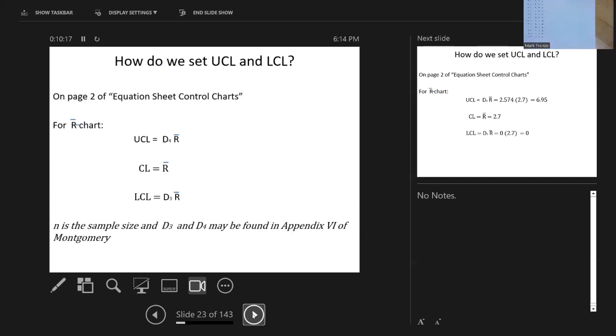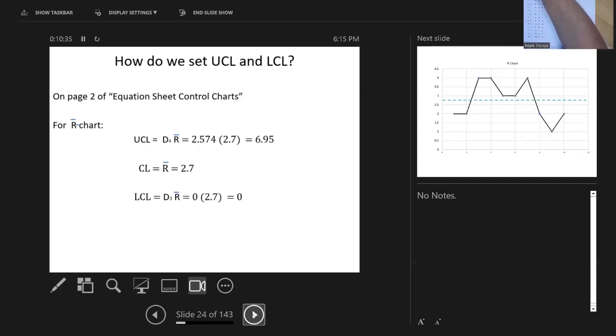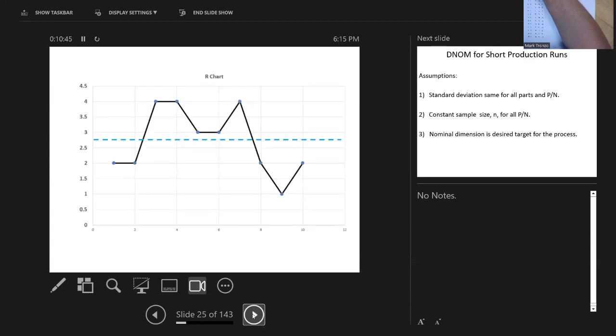And same thing for the R chart. You can calculate the upper control limit and lower control limit, finding that D3 and D4 again from Montgomery from those handouts I gave you. And once again, the center line is going to be that overall R bar. When you calculate those numbers, you get 0 up to 6.95, where the center line is at 2.7. Once again, this is well within our upper and lower control limits. And I've just shown the center line there.